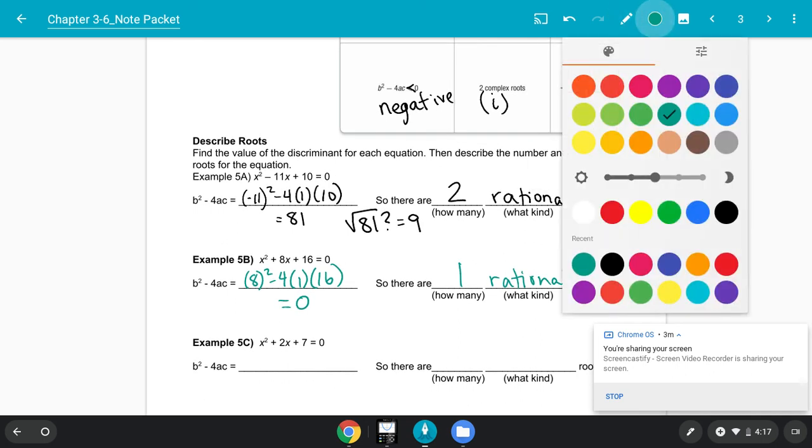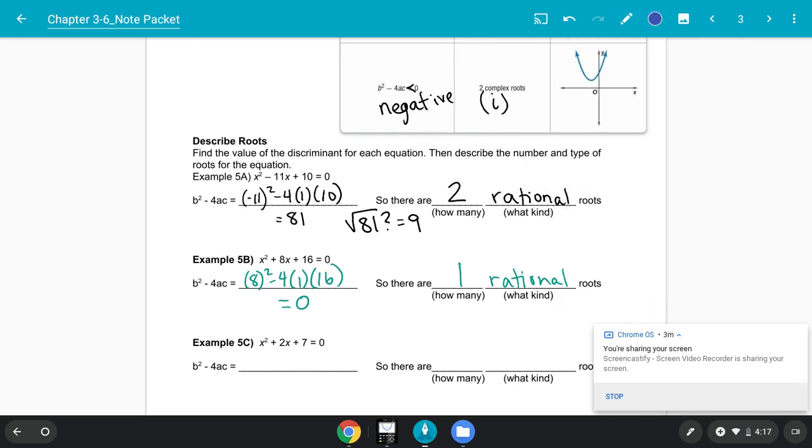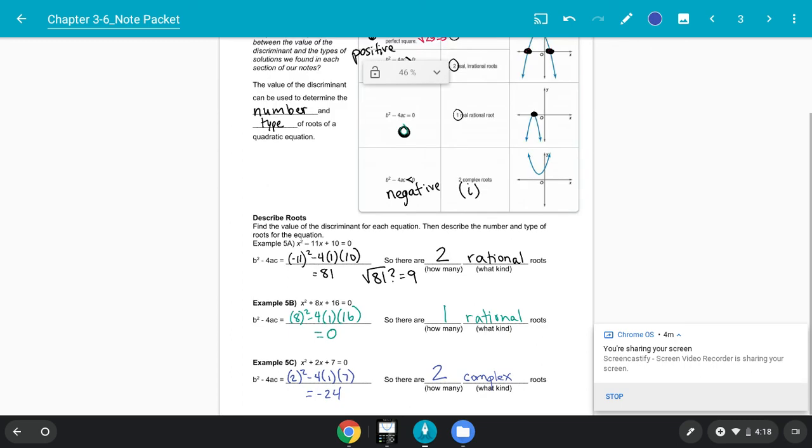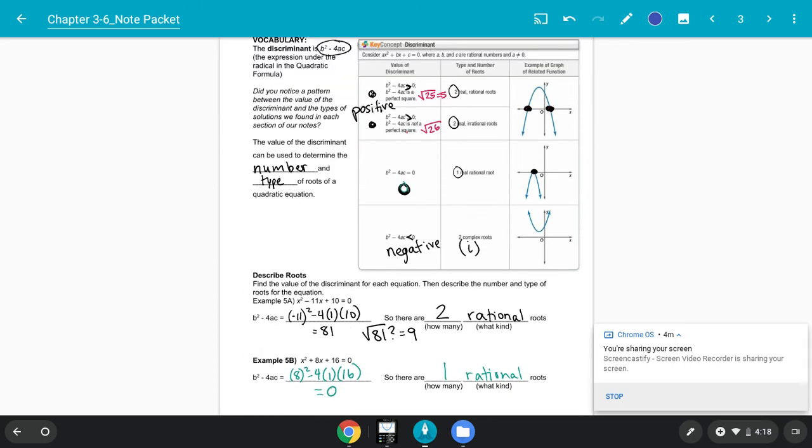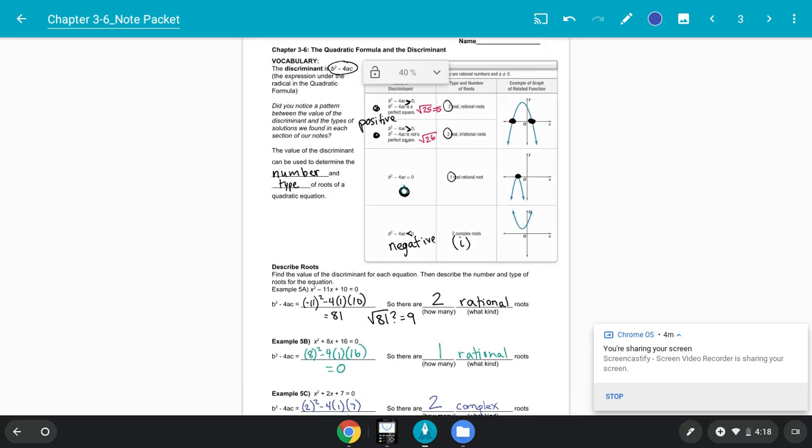I'm willing to bet you can guess what this next one will be. 2 squared minus 4ac, which is negative 24. That means, because it's negative, that there are two complex roots. That means you're going to have i's in your solution. Okay, so this is just a formalization of the pattern we talked about or noticed in the previous section.